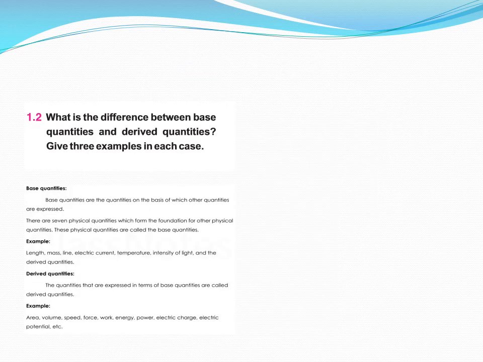Question number 1.2, we talked about it a lot of times, the difference between base quantities and derived quantities. So here I have added a simple definition with examples. Base quantities are the quantities on the basis of which other quantities are expressed. For example: length, mass, electric current, intensity of light, and so on. Similarly, derived quantities are the quantities that are expressed in terms of base quantities. For example, area, volume, speed, etc.